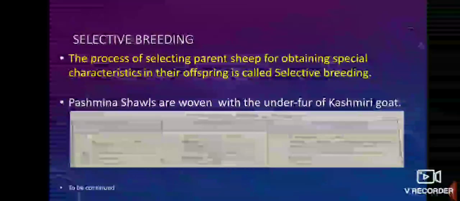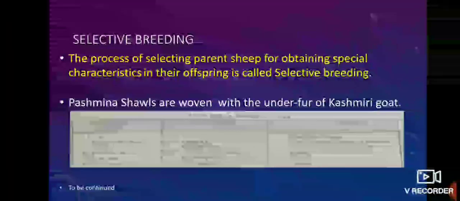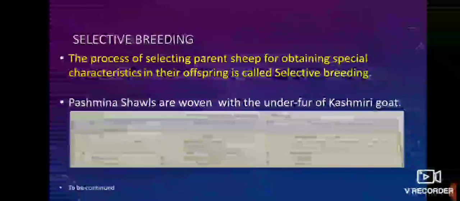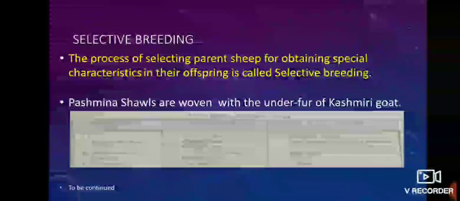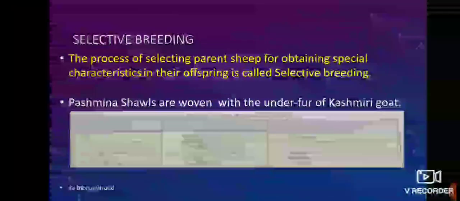The natural color of wool is generally creamy white, though some breeds of sheep produce wool having brown and black colors. Wool is also obtained from goat hair. The underfur of the Kashmiri goat is soft. It is woven into fine shawls called pashmina shawls.